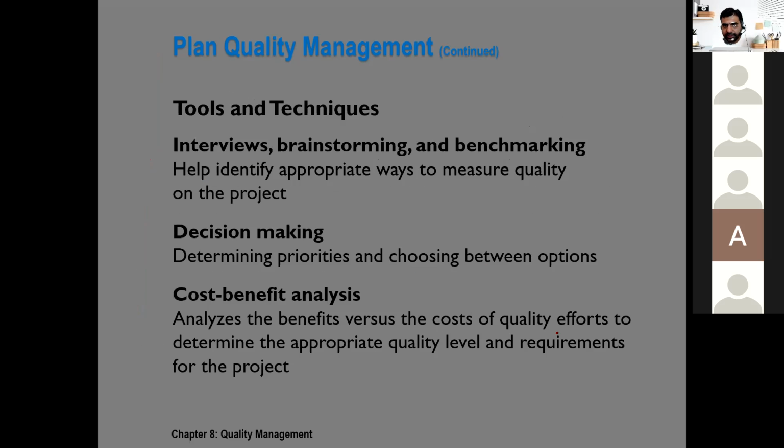When we are planning for our quality management, we can use many different tools and techniques. We can conduct interviews with subject matter experts. We can sit together and brainstorm about what processes need to be used, what quality metrics need to be established, what roles and responsibilities will be there, and we can also use the technique of benchmarking.